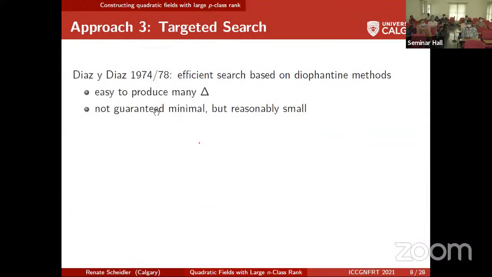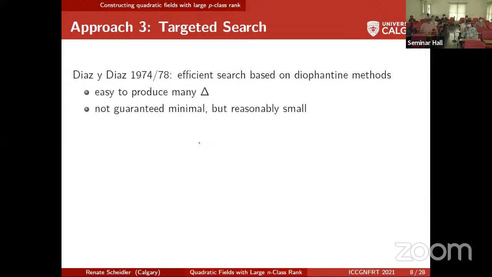And then the third approach is, so we had class group computation, we had this construction method. The third approach is just the targeted search, where you look for deltas that are good candidates, and then maybe or maybe not, you compute the class group. This approach was taken by Diaz y Diaz in 1974 and 78 in his PhD thesis. And he did a very efficient search based on this norm equation.